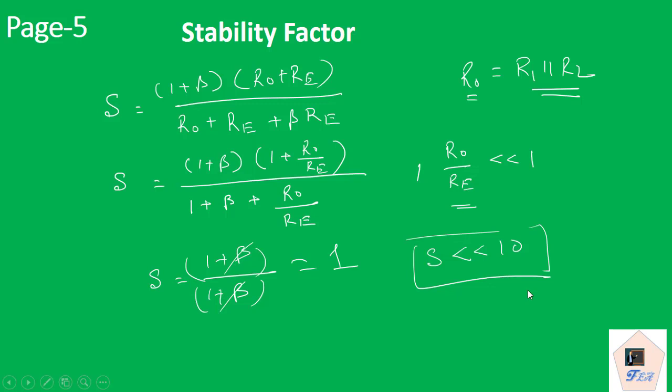And because of its stability, self-bias technique is universally accepted technique for transistor biasing.